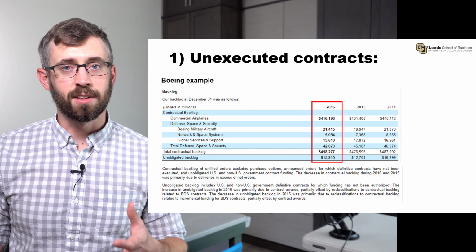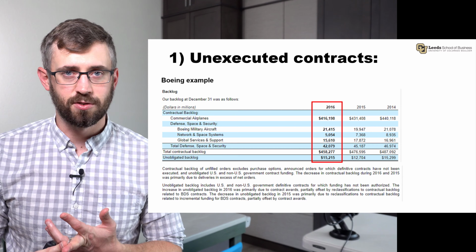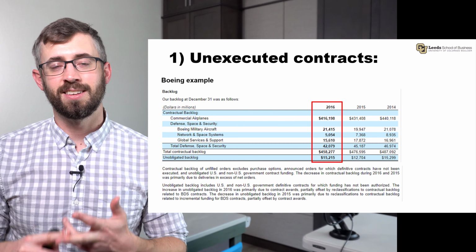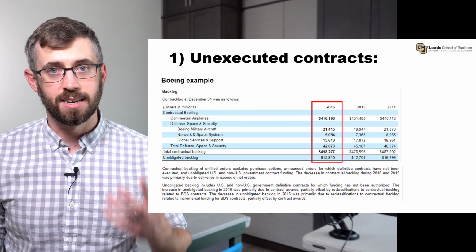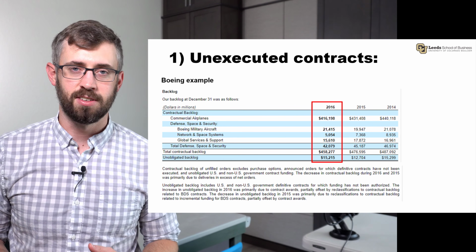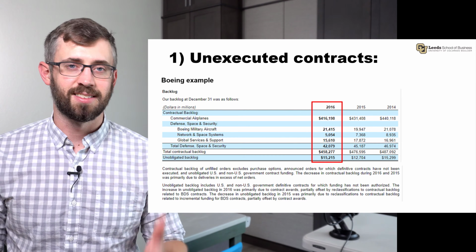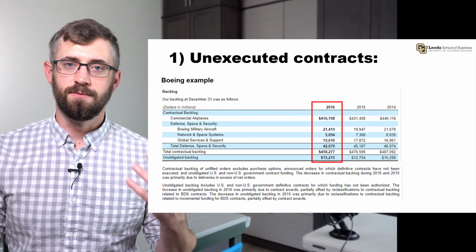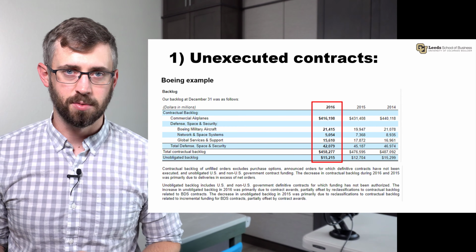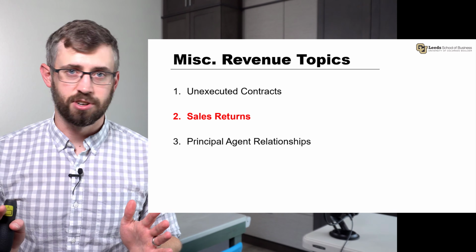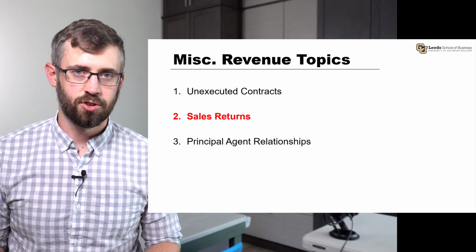With this order backlog, Boeing has not started producing these planes yet, and they have not received any cash for them yet. The order backlog is on the magnitude of $450 billion in future revenue that they're going to receive. But because nothing has happened yet, all that's occurred is the signing of a contract, this $450 billion gets excluded from their balance sheet and their income statement. So that's it on unexecuted contracts. If nothing has happened, we do not record any journal entries.